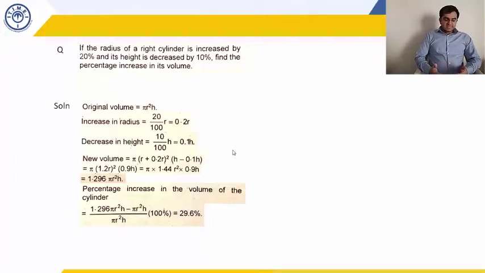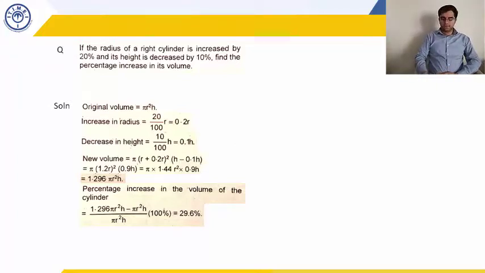What makes this a difficult question is that it has used two concepts. Not only do you need to know your mensuration, the formula of a cylinder, you also need to know your percentages and how to find the percentage change. And this makes it a very, very good question because it is combining two concepts.